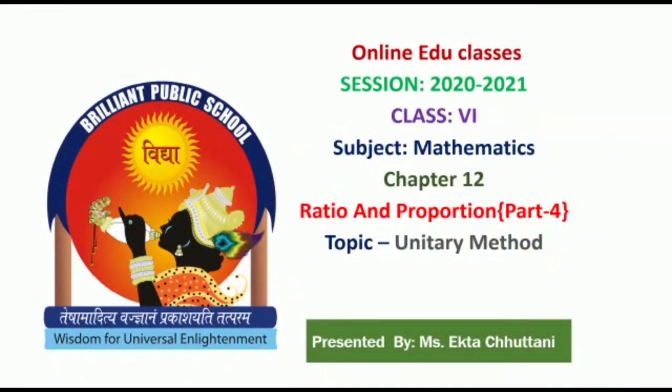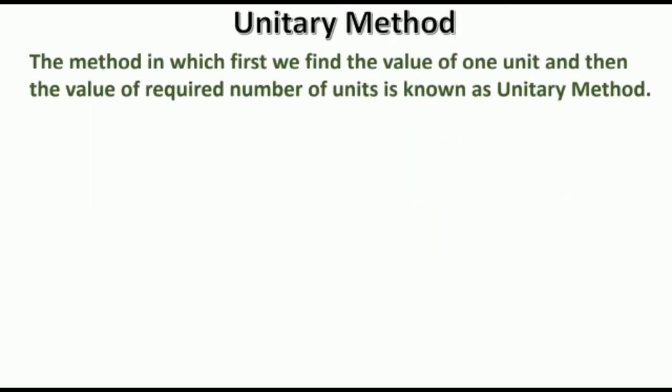Today in chapter number 12, that is ratio and proportion, we are going to discuss the unitary method. So what is a unitary method, children? The method in which first we find the value of one unit and then the value of the required number of units is known as the unitary method. So it is a method by which we find the value of one unit first, then after that we find the value of the required number of units.